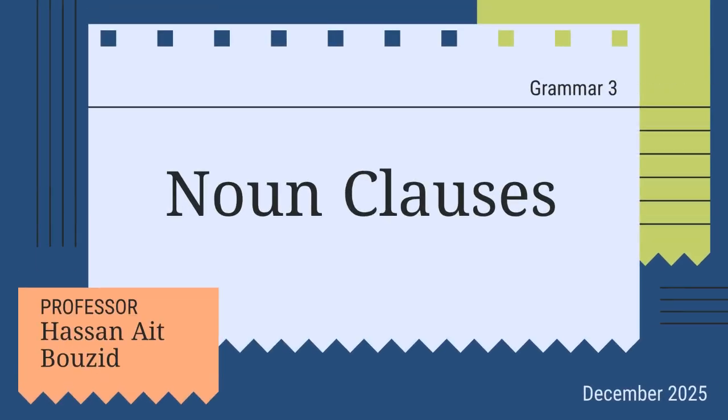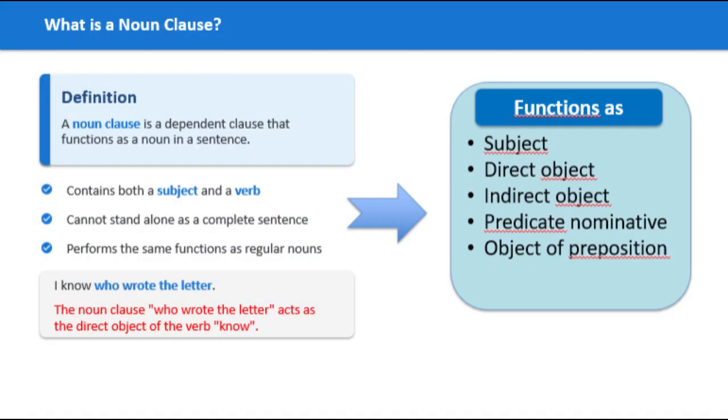In this video, we will continue our discussion of clauses, and we are going to explore the structure and function of noun clauses in English grammar. A noun clause is a type of dependent clause that performs the same grammatical functions as a noun. As shown on the slide, it contains both a subject and a verb, yet it cannot stand alone as a complete sentence. Because of this, it must attach to an independent clause for the sentence to be meaningful.